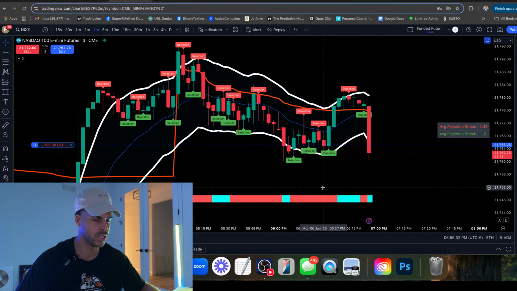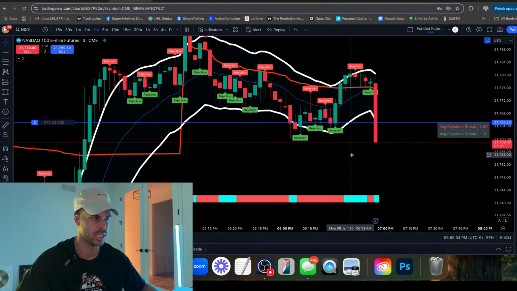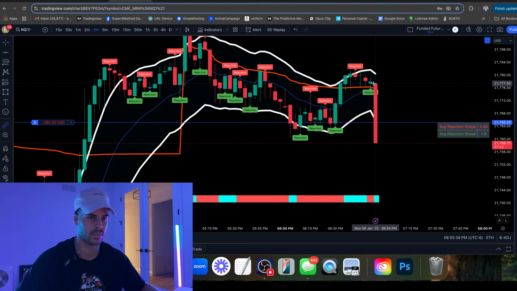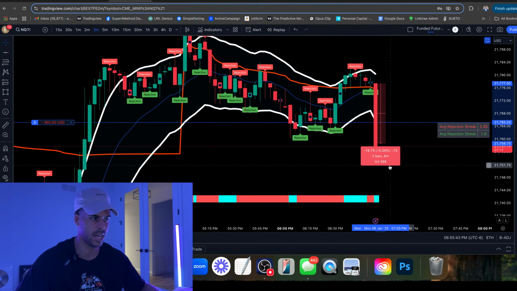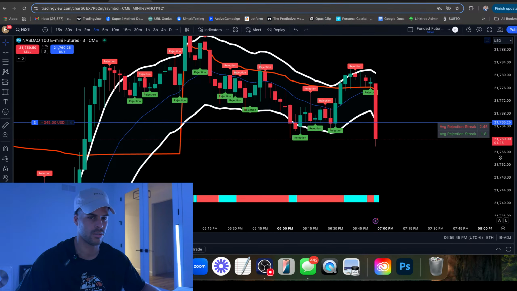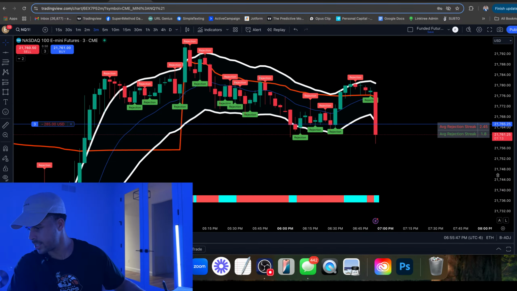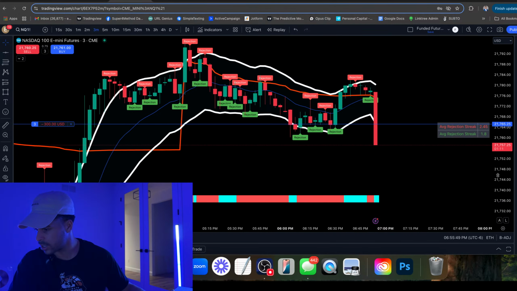Damn, this is a huge candle. Now this is what I'm talking about. This is what I like to see. All right. Little, what's that? 18 points? I like that. All right, cool. You should add ATR to the average green red box.